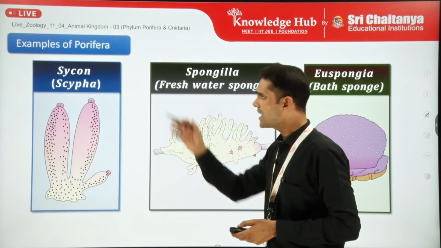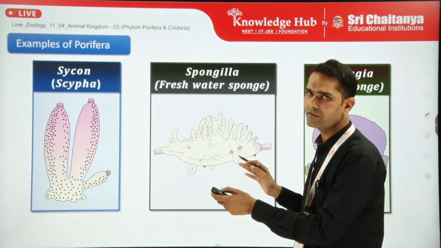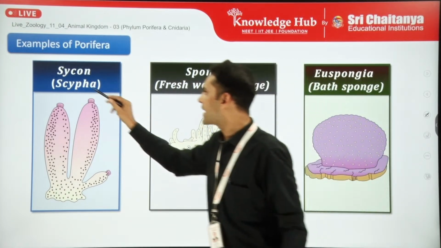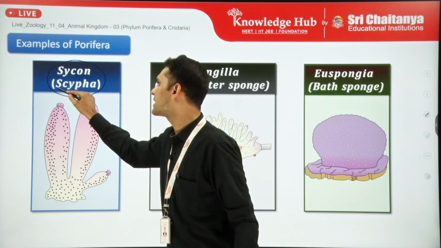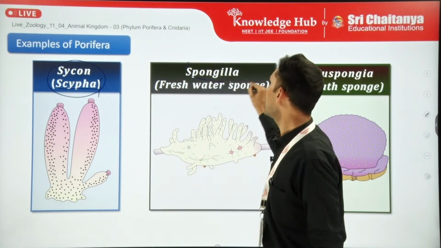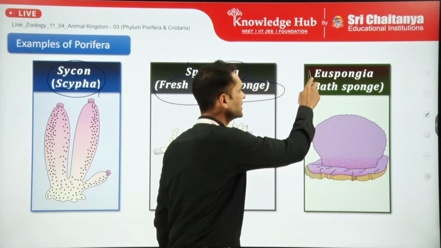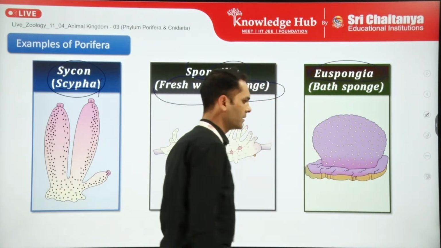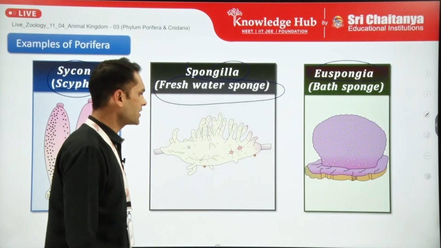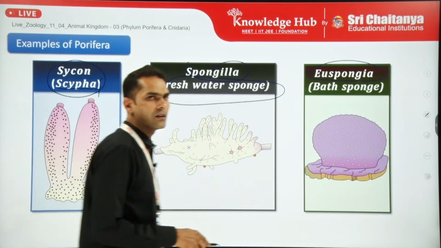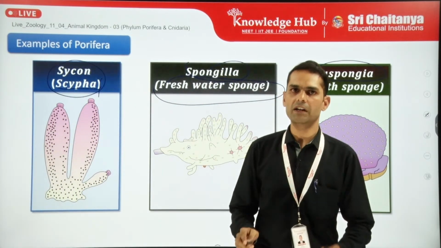Now, examples of Porifera, these are the examples which are given in NCERT also. Sycon or Scypha, also remember the common name. Spongilla, the freshwater sponge, and the bath sponge, which is Euspongia. So these three examples are given, and you must remember them along with the common names.